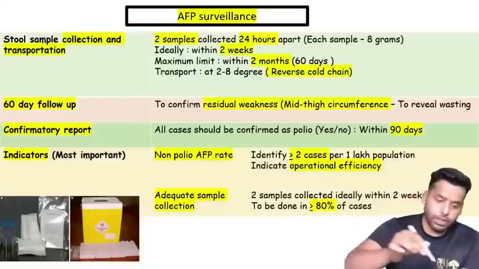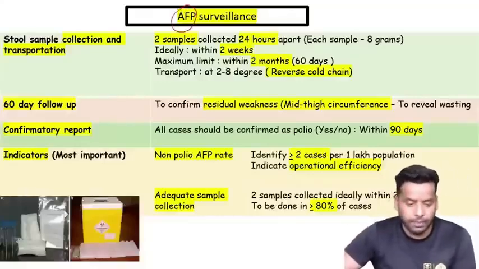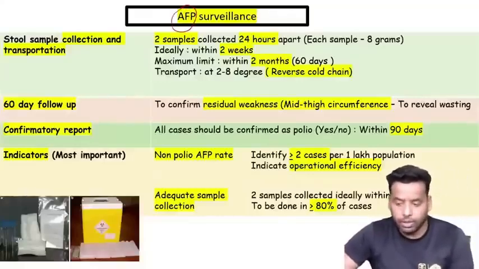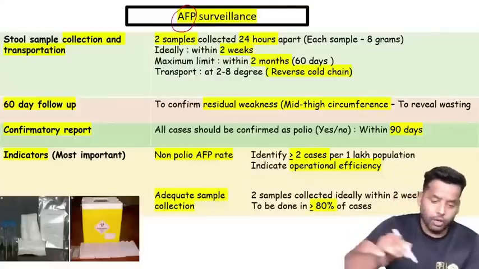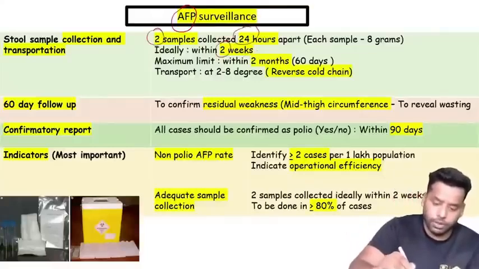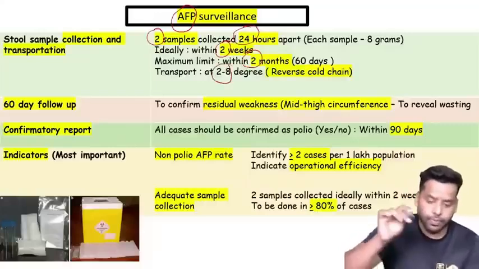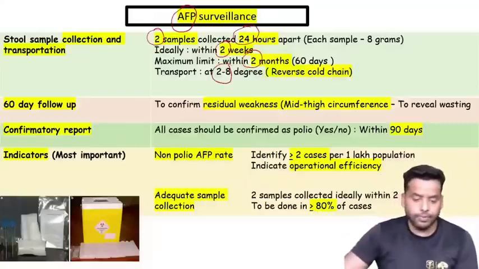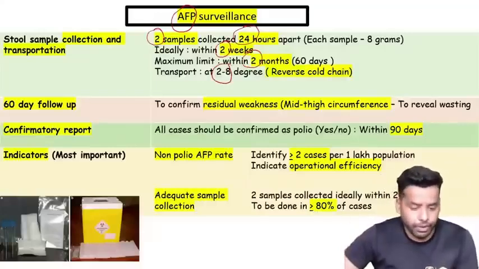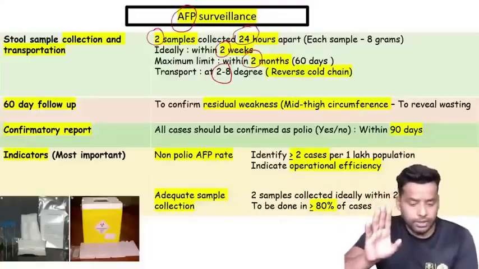Polio surveillance. Any case of acute flaccid paralysis, how many samples do we have to collect? Everything is 2 in this. Remember this. 2 samples, today and tomorrow, ideally within 2 weeks from the onset of paralysis.